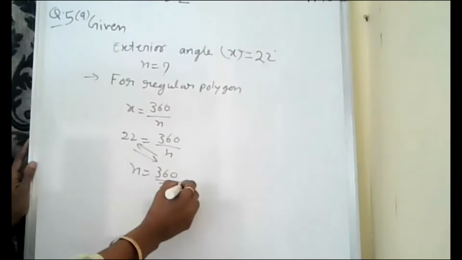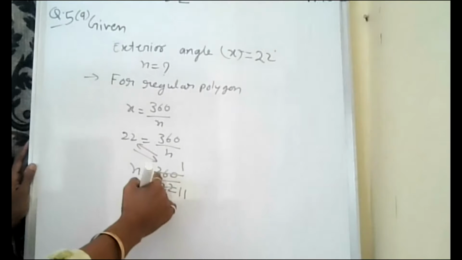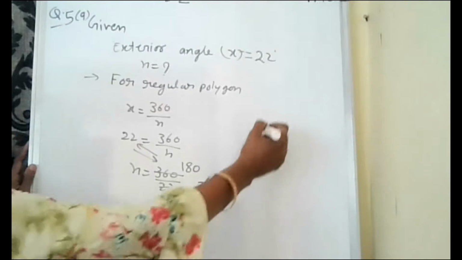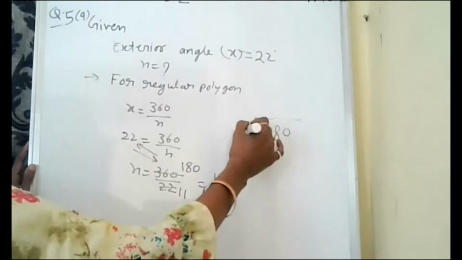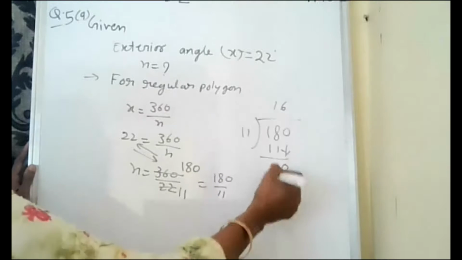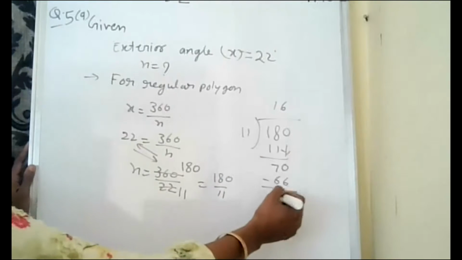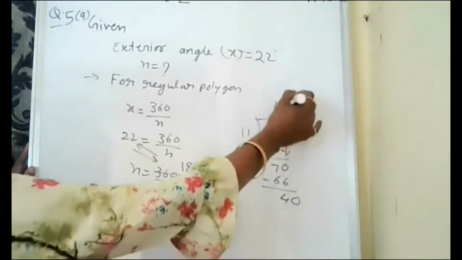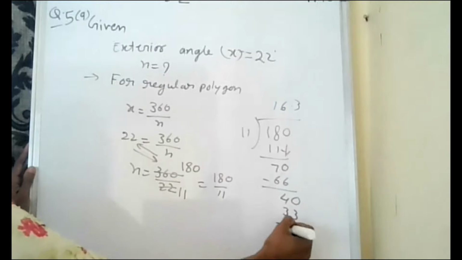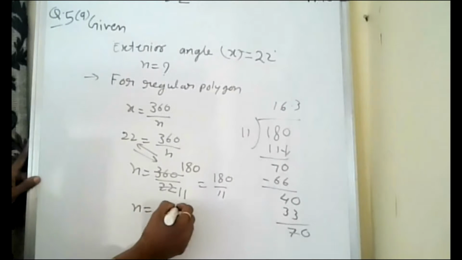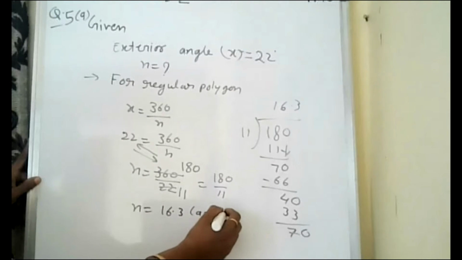Both are divisible by 2. 2 ones are 2, 2 ones are 2, 3 minus 2 is 1, 2 eights are 16, so we get 180 over 11. Now 180 upon 11. 11 ones are 11, 8 minus 1 is 7. Bring down 0. 11 sixes are 66. 70 minus 66 we get 4. There is nothing to bring down, so put a decimal. 11 threes are 33. 40 minus 33 we get 7. This process will continue. So you can see here n is approximately 16.3.